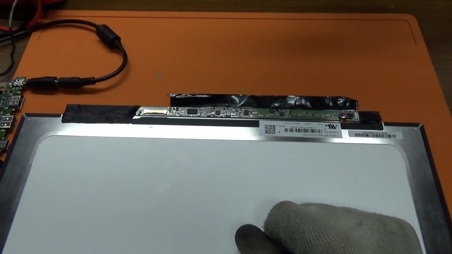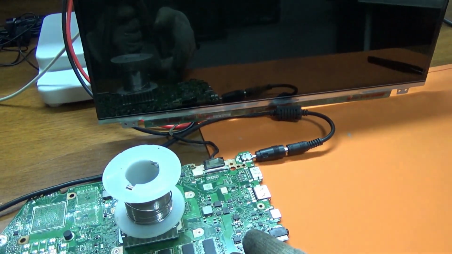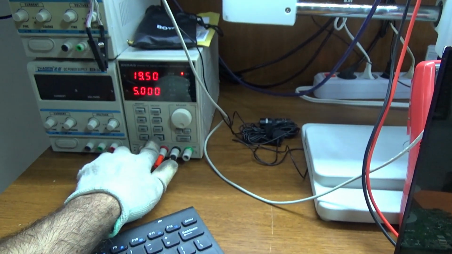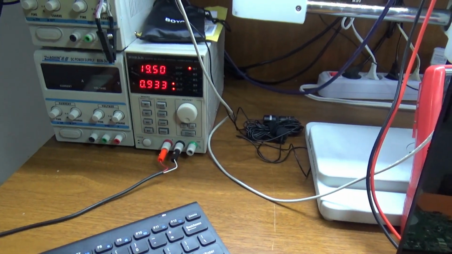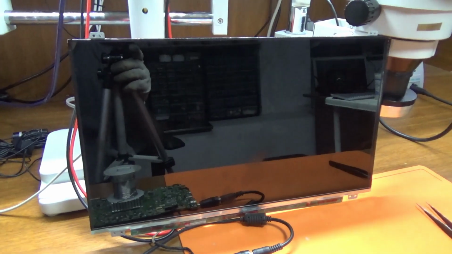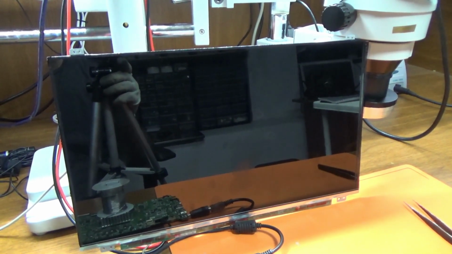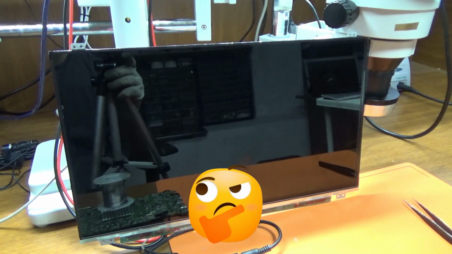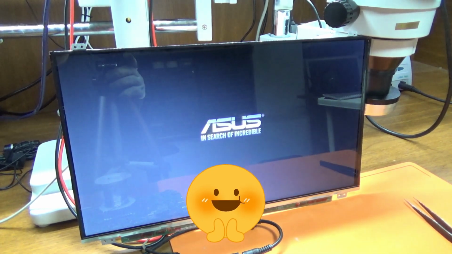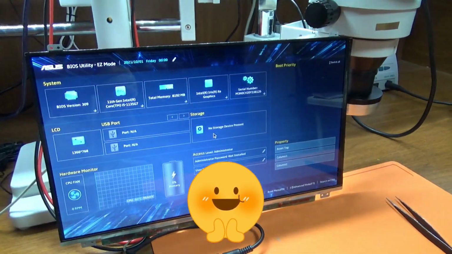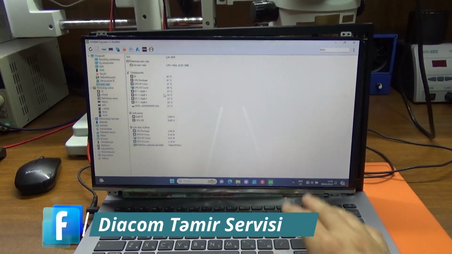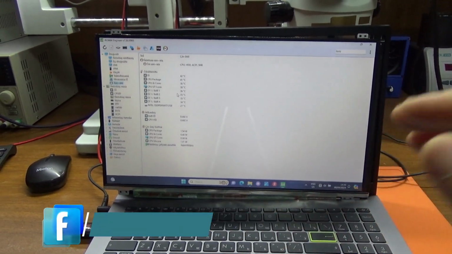I found another screen that fits the motherboard and connected it. Motherboard, yes, it started again. Let's wait. And that's the image we got. A new full HD screen has now been ordered for the laptop. This is just a test screen.